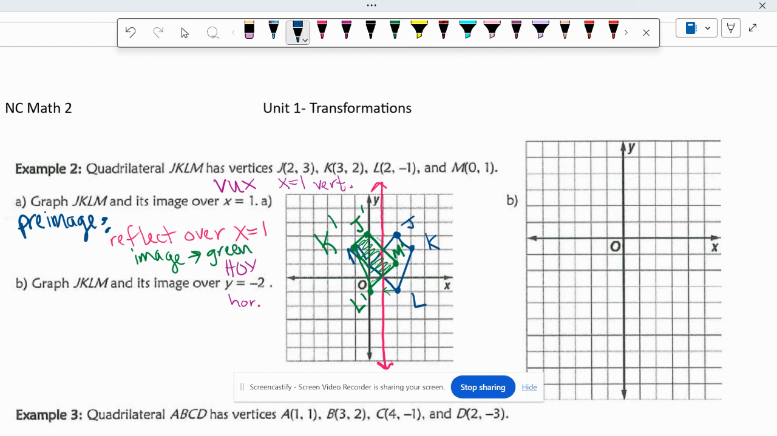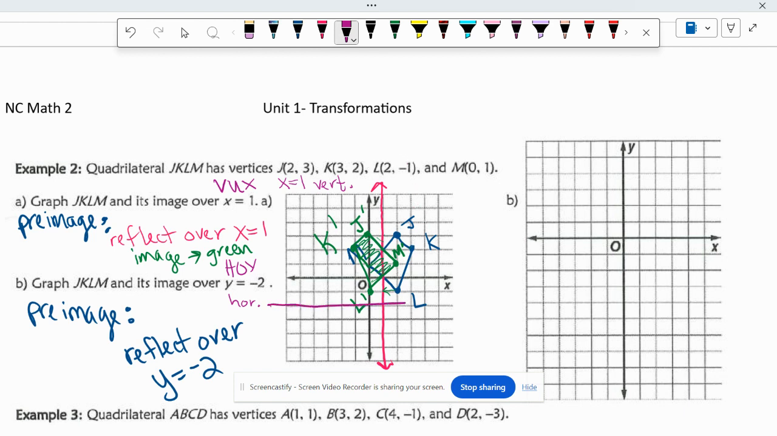Okay, so now we're going to do the same thing. Our pre-image is in blue, and this time we're going to reflect it over y equals negative 2. I'm going to do that one in purple so you can see it. So the line y equals negative 2 is right down here. I'm taking my blue pre-image, the one that I originally graphed, and I'm going to reflect it over this line.